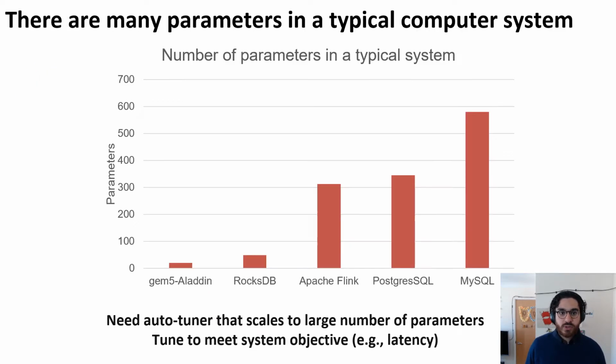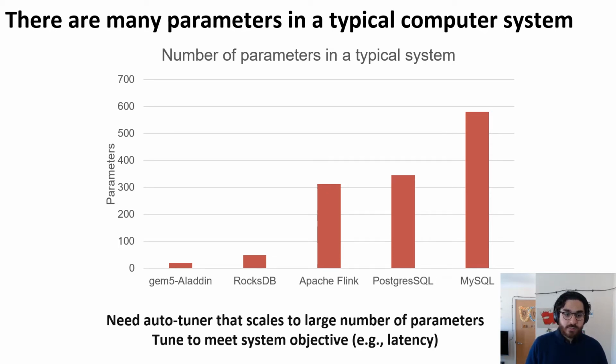just to meet the end user workloads. To give an idea about how many parameters we are talking about, we surveyed a couple of different systems. So we have gem5-Aladdin, a simulator of system architecture accelerators. We have RocksDB, an embedded database. We have Apache Flink, which is a stream processor. Postgres and MySQL are well-known database management systems. As we can see, the number of parameters simply grows bigger the more complex the system gets.